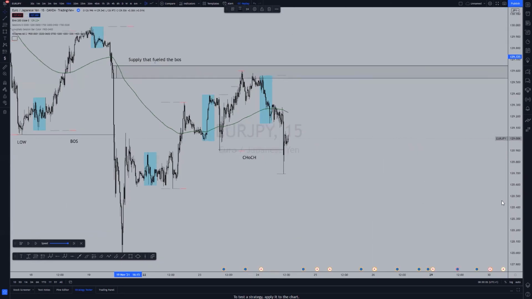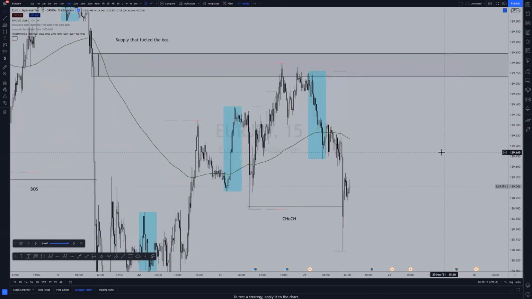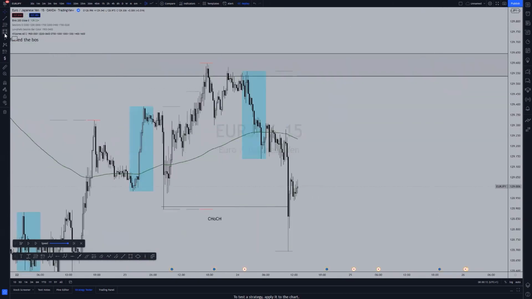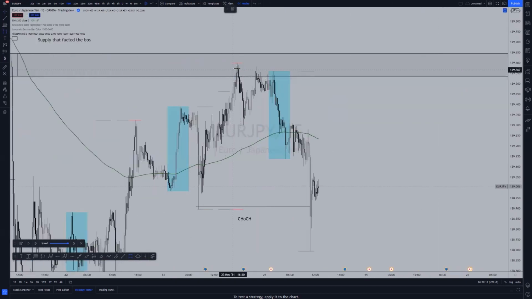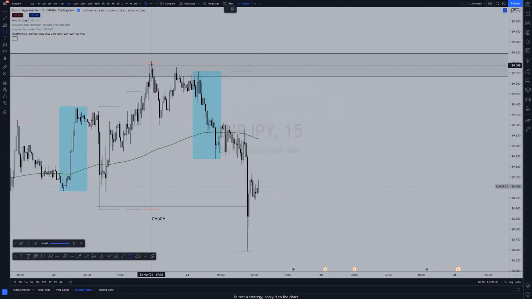And now this is actually a supported base. Now let me zoom in so you can see what price did. So this was a base that mitigated this base that we have here. So we had a transfer of funds.